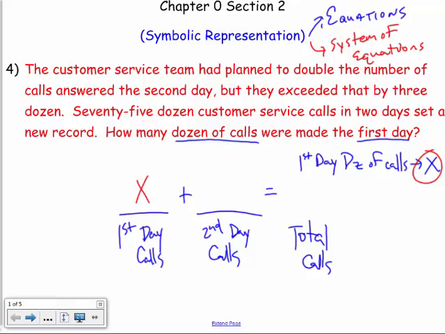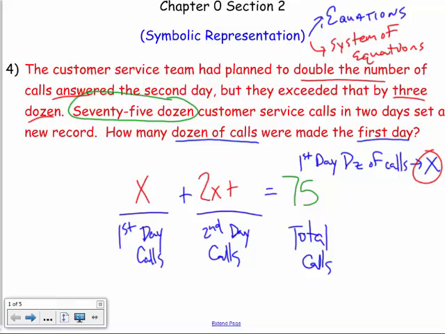We also know something pretty easy: we finished with 75 dozen calls in those 2 days, and it set a new record. So we know that it totals 75 dozen already. Well, what can we do for the second day? It says they planned on doubling the number of calls answered, plus they exceeded that by 3 dozen. So they planned on doubling it, that's 2x, twice the number of that first day, plus they did another 3 dozen.